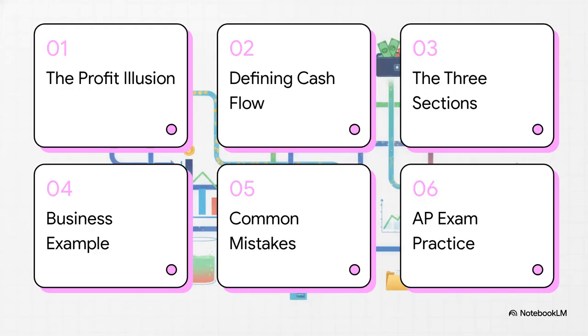Here is our roadmap for today. First, we'll look at the profit illusion. Second, we'll define cash flow. Third, we'll break down the three sections of the statement. Fourth, we'll walk through a real business example. Fifth, we'll cover common mistakes. And finally, we'll wrap up with some AP exam practice.